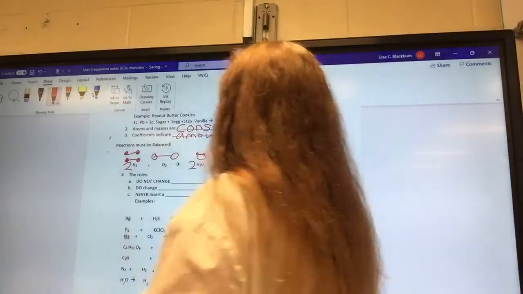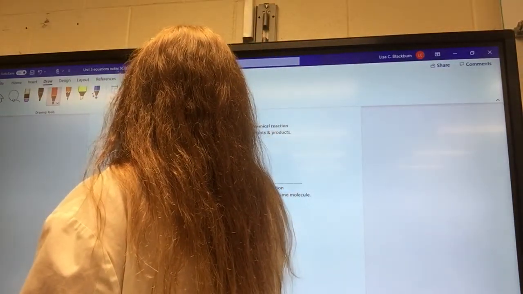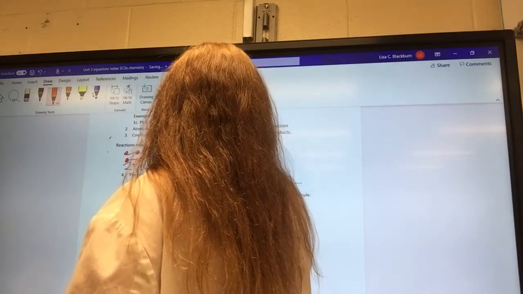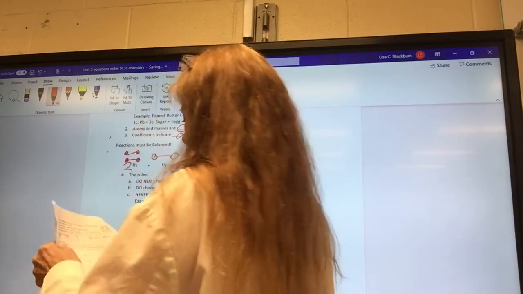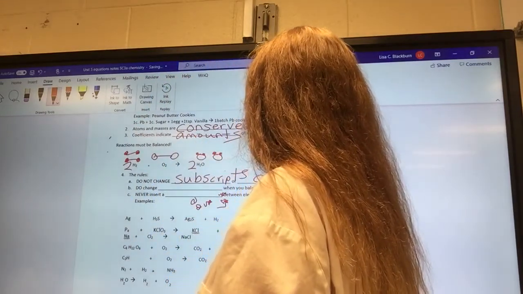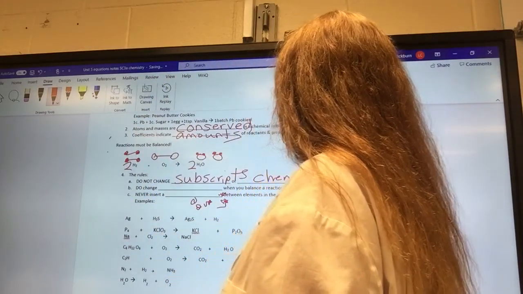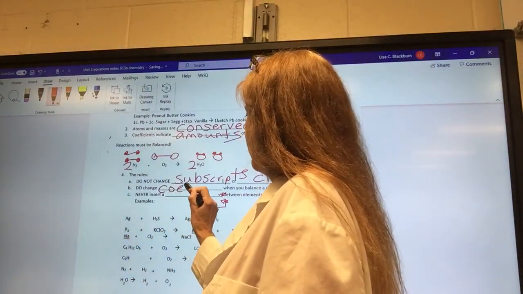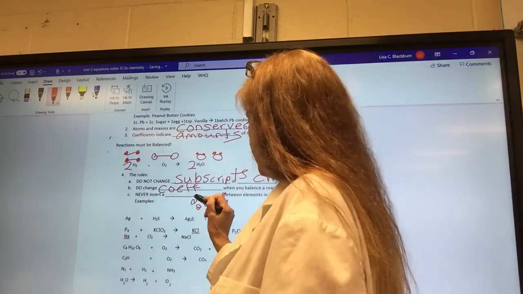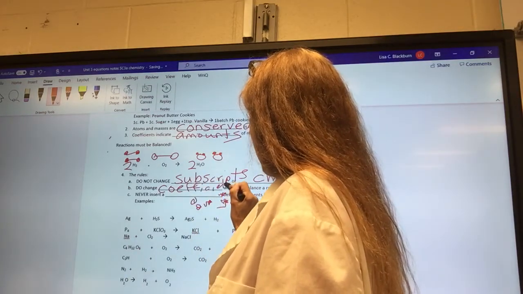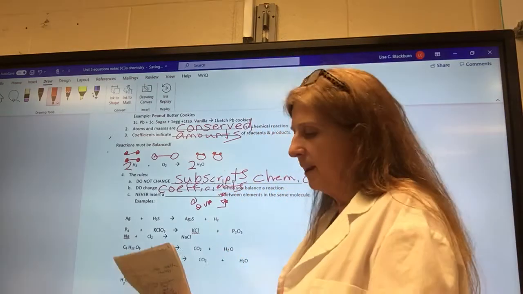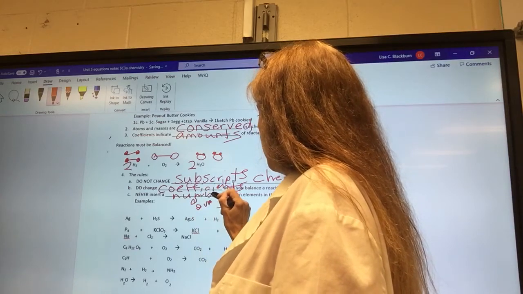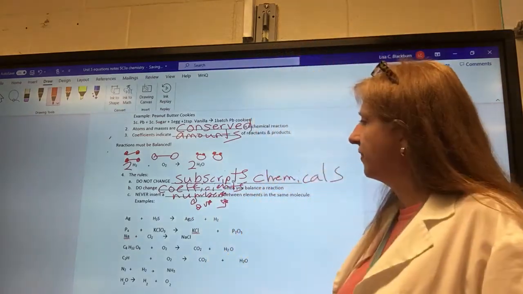All right. So you do not change subscripts. That's changing the chemical. That's the little number at the bottom. Do not change subscripts because that would change the chemical. Do change the coefficients, the big numbers out front. Did everybody learn how to do this in 8th grade? Yeah. Good. All right, well, today's a good day to learn it. Never insert a number between the elements in the same molecule.